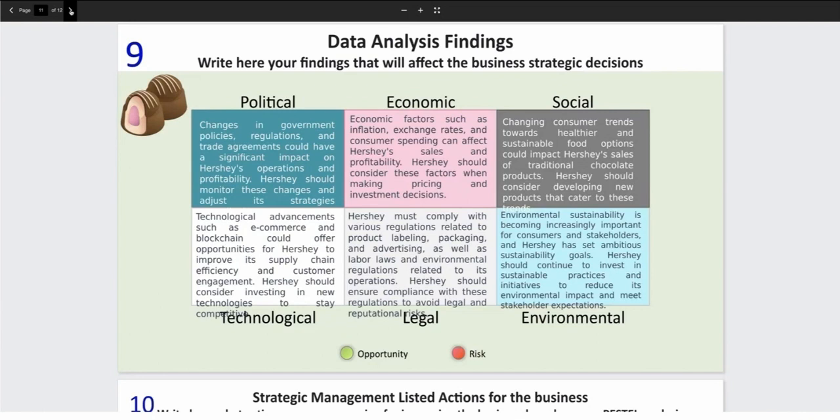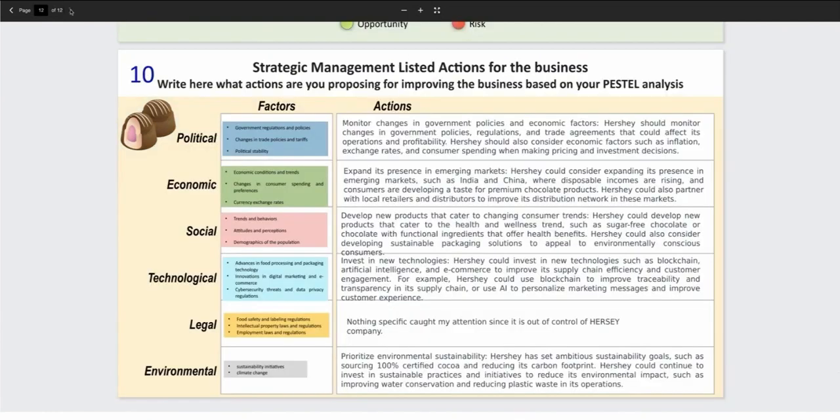So now that you understood the findings, and this is the results of our analysis, we also look into what a company should do in order to stay in the business or to improve the business, to expand their business. So here we are looking into the strategic management, which is related to the PESTEL analysis. For example, here I can look into the political branch, talking about factors such as government regulations and policies, changes in trade policies and tariffs, and political stability.